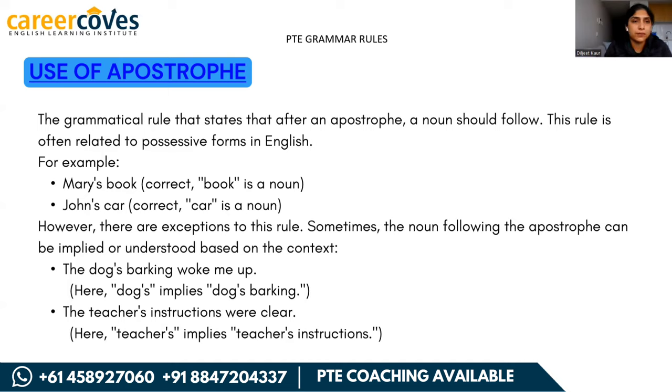The next thing is the apostrophe. Maybe you have seen in many places an apostrophe s. For example, the grammatical rule that states that after an apostrophe, a noun should follow. This rule is often related to possessive forms in English. For example, Mary's book. Book is a noun here. Joan's car. Car is a noun here. There's an apostrophe s, you can see.